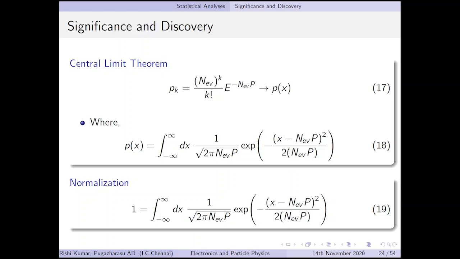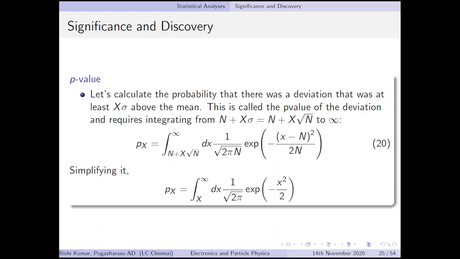So as always, we need to normalize this function. So we implied that the Gaussian function is normalized, which makes our calculations even simpler. So yes, now let us use a practical example. Let's calculate the probability that there was a deviation that was x sigma above the mean. So x is just any number above sigma, where sigma is the standard deviation.